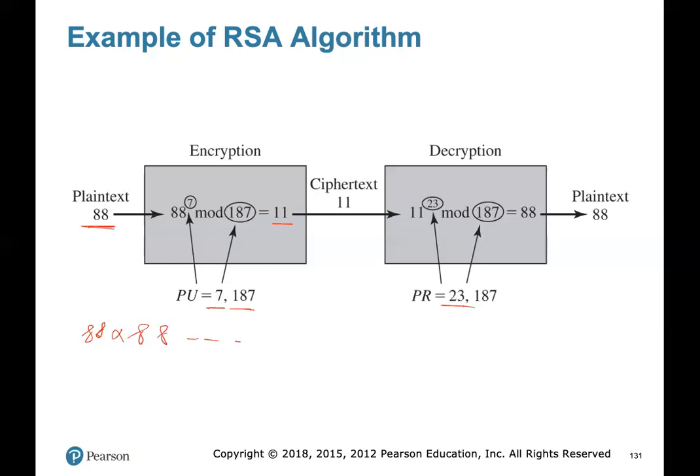Okay, this is the 11 that we send over the channel or over the medium, whatever it is. And then here we are using 11 to do the decryption. 11 to the power of 23 mod 187 again gives us 88. So we encrypt the 88 to 11 here, and we decrypt it to 88 using the private key.